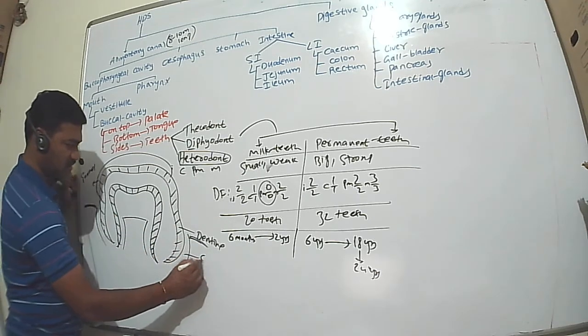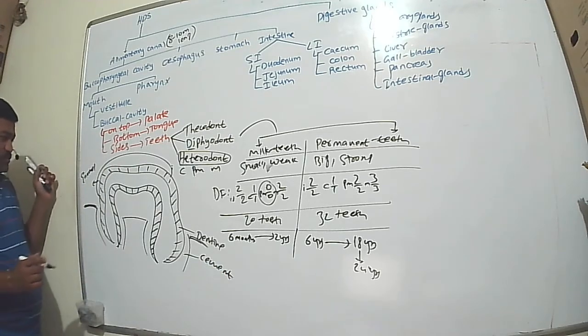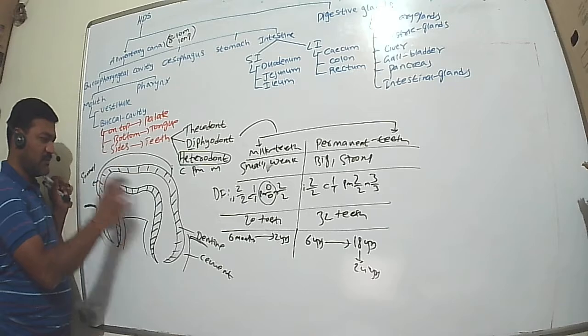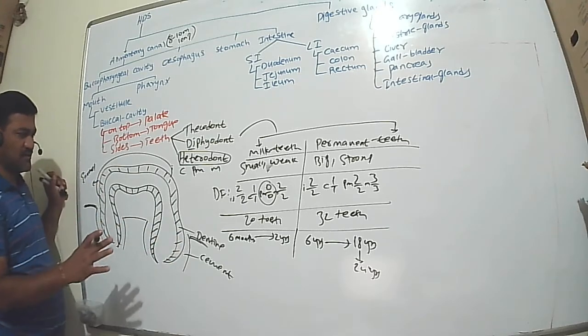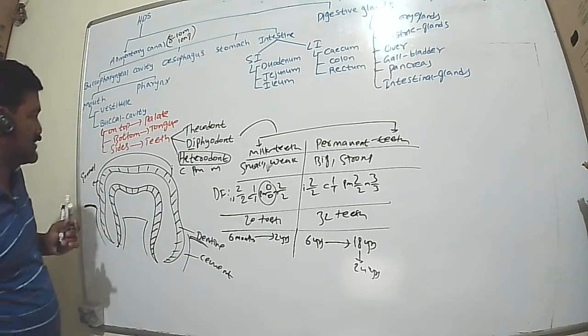So this is the cement. So it has 3 parts: enamel, dentine, cement. This is the hard tissue. See, because let me erase this.